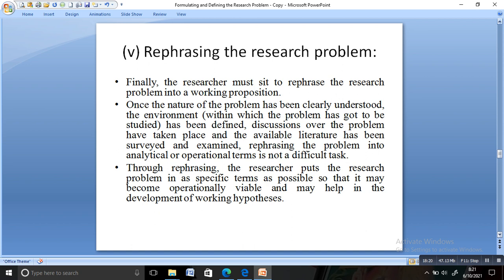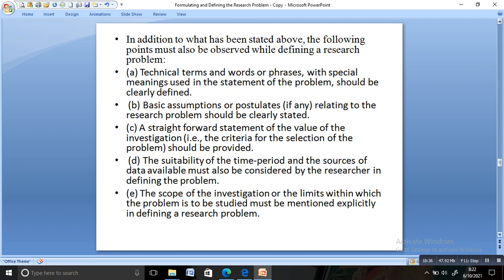So what are the various steps and techniques involved in defining the research problem? You have to state the problem in a general way, understand the nature of the problem. You should make a thorough literature review, develop ideas, then rephrase your research problem.